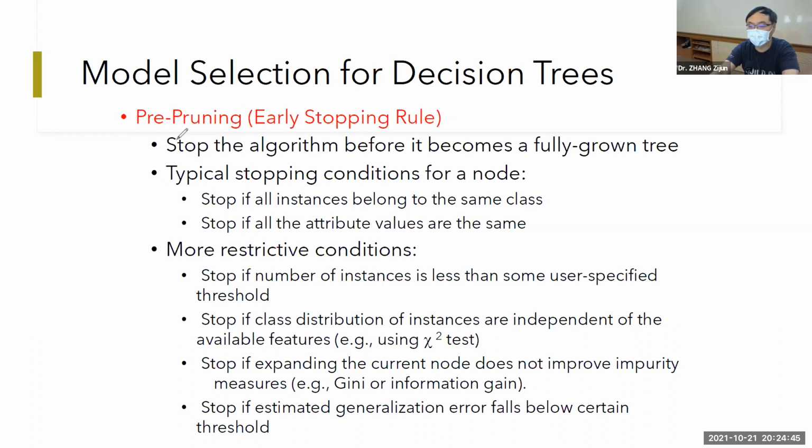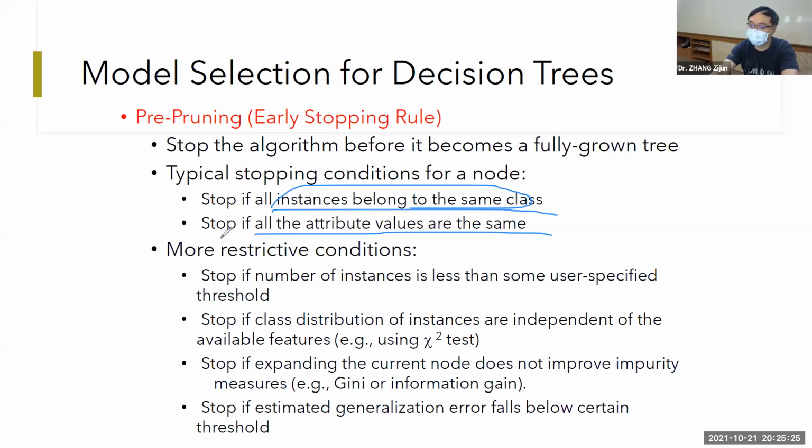So this pre-pruning can be realized by first stopping the algorithm before it becomes a fully grown tree. And such stopping criteria for a node is typically composed of two parts. One is we stop if all instances belong to the same class. That means the node becomes pure enough. It is not necessary to further grow the node. Okay. And stop if all the attribute values are the same. Okay.